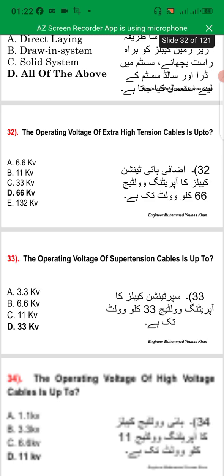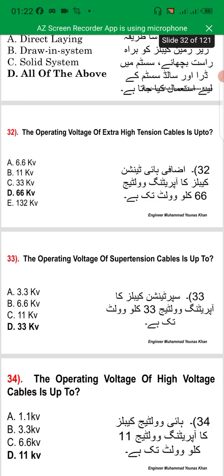The operating voltage of high voltage cable is up to 11 kV. The operating voltage of super tension cable is up to 33 kV. The operating voltage of extra high tension cable is up to 66 kV. High voltage 11 kV, super tension 33 kV, extra high tension 66 kV.